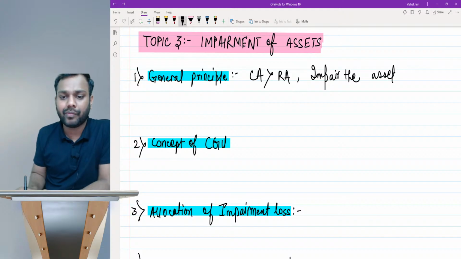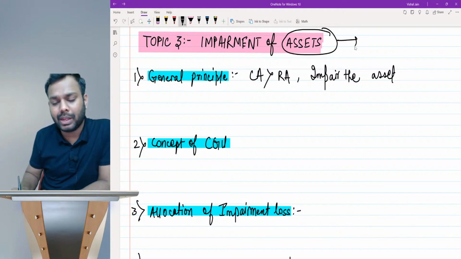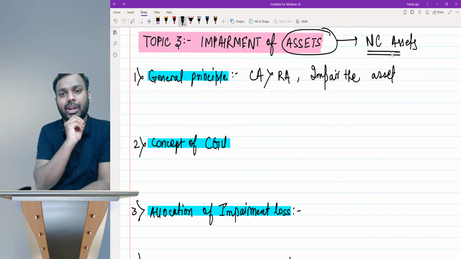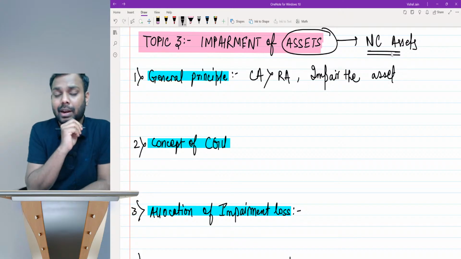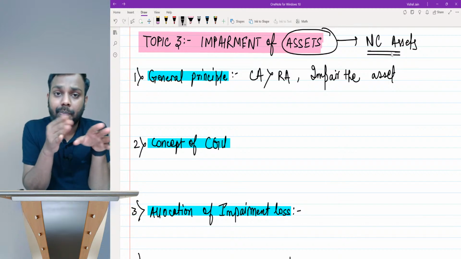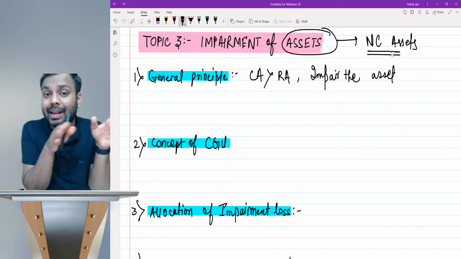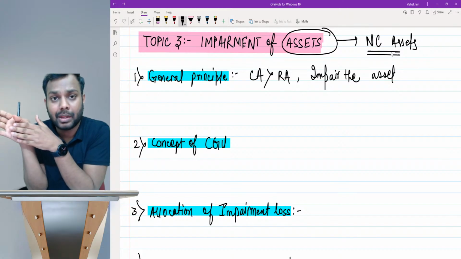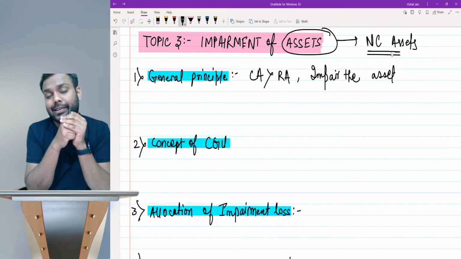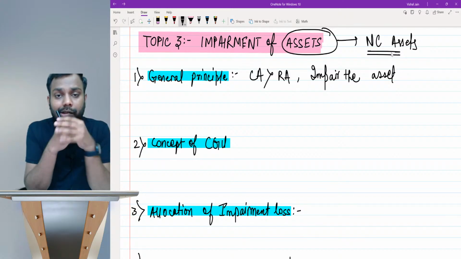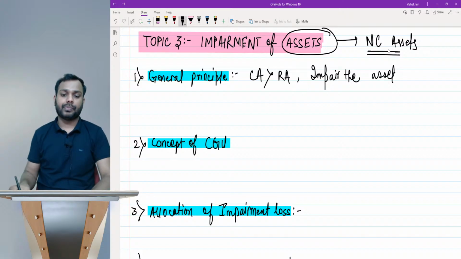But yes, we have to understand that when we are talking about the assets, this is only the non-current assets. We are not talking about the current assets, like inventories, because the current assets have a separate provision. Like inventory has a provision of cost versus NRV analysis. Financial assets have their own provision for impairment. So we are talking about only non-current assets. That's the general principle.